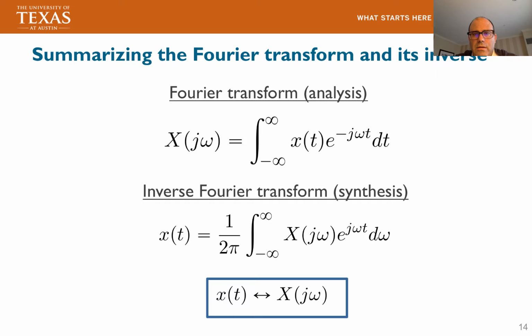So to summarize here, the Fourier transform analysis equation is the integral from minus infinity to infinity of x of t e to the minus j omega t. So we're analyzing a signal, we're determining the frequency content of a signal. The inverse Fourier transform is the synthesis equation, and here we are synthesizing a signal by taking sums of exponentials. And then we say that x of t and x of j omega are related by the Fourier transform. We use this little double arrow here. So this says that x of t has a Fourier transform x of j omega, and x of j omega has inverse Fourier transform x of t.